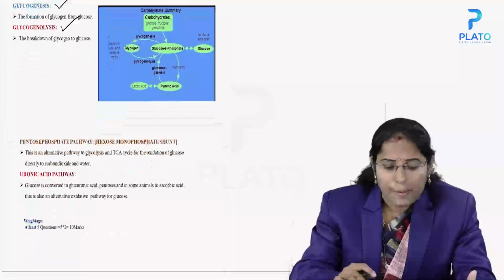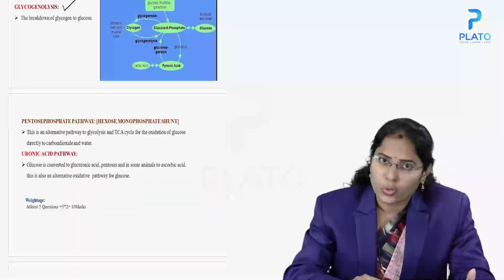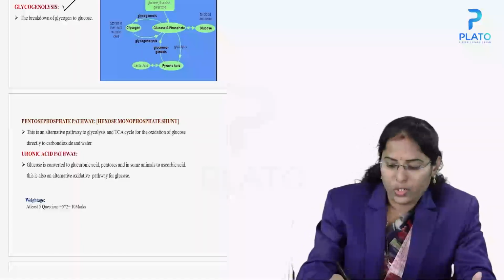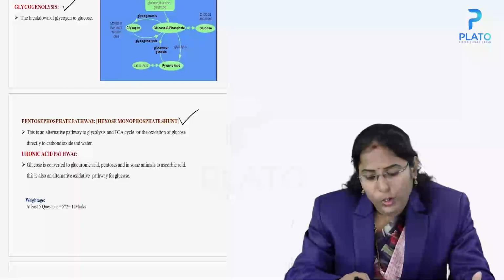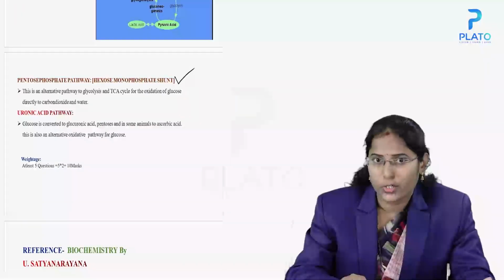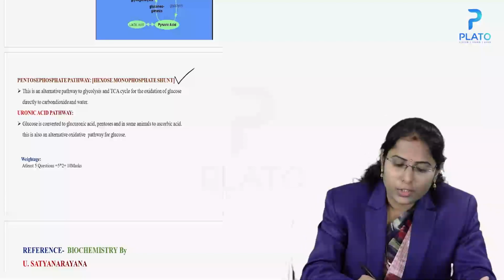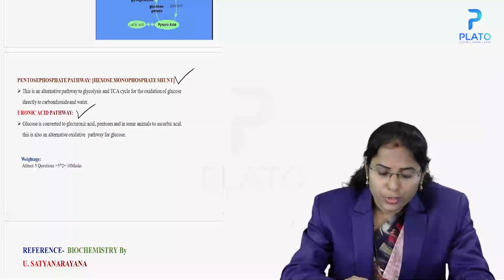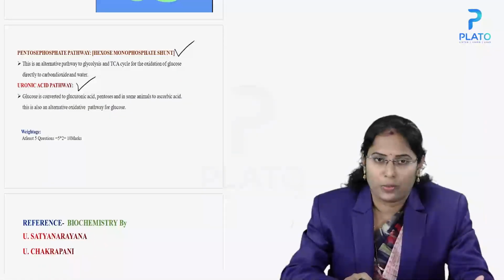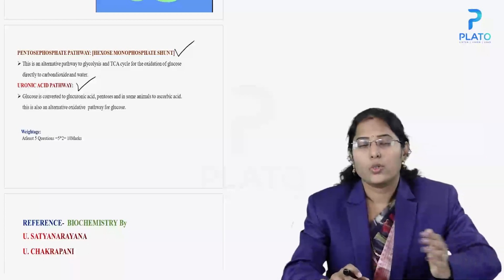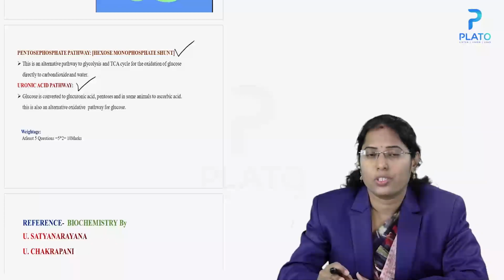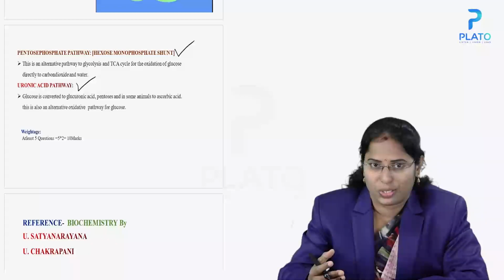The next pathway is the pentose phosphate pathway. It is also known as the hexose monophosphate pathway or hexose monophosphate shunt. This is an alternative pathway to glycolysis and the TCA cycle for the oxidation of glucose. The next one is the uronic acid pathway, which is also an alternative oxidation pathway for glucose. All the pathways, reactions and summaries of the reactions we'll be discussing in the next sessions.